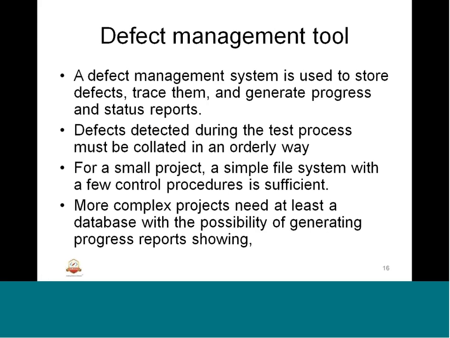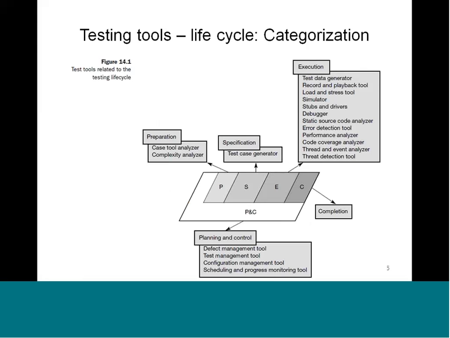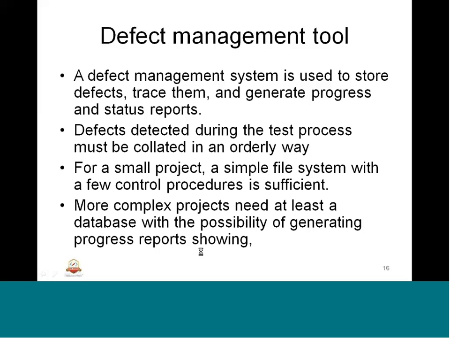A defect management system is used to store defects, trace them and generate progress and status reports. Defects detected during the test process must be collected in an orderly way. It should be organized properly. For a small project, a simple file system with a few control procedures is sufficient, whereas in more complex projects you need to have at least a database with the possibility of generating progress reports. That tool should help basically. This will help the testing team to analyze where they are. So defect management tools such as Bugzilla can be used for management of the defects. So that is part of the planning and control. The next one is a test management tool.